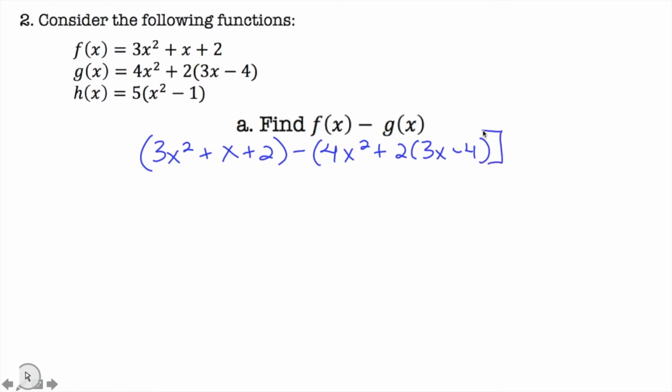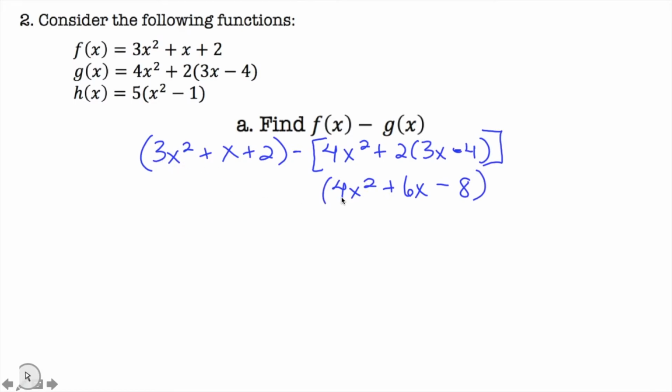I'm going to put brackets around this because anytime you have multiple parentheses in one expression, you need to put brackets around the outer one, just because two parentheses next to each other is kind of sloppy looking. It's not the proper way of writing it. So we have some distribution to do first before we can subtract them. So 2 times 3x is 6x, and 2 times the negative 4 is negative 8. Then we're going to bring down the 4x squared, and now we can subtract with those.